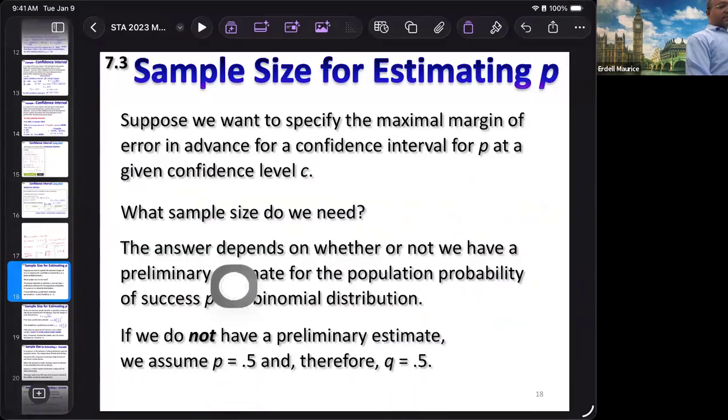Suppose we want to specify the maximal margin of error in advance of our confidence interval for p. We then need to calculate the sample size, just like we did in 7.1. We need a formula for calculating the sample size. It turns out in this section there are two methods, depending on whether or not we have some information on p beforehand. If we do not have a preliminary estimate for p, we always use p equals 0.5 and thus q equals 0.5. This will guarantee the largest possible confidence interval. If we have it, then we just use it.